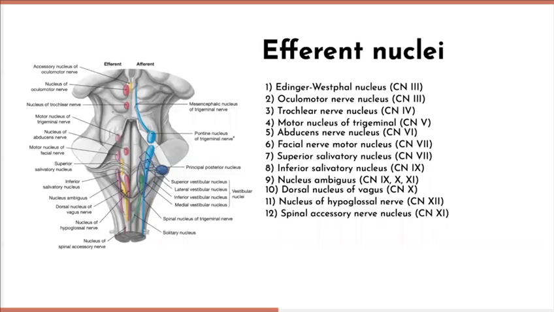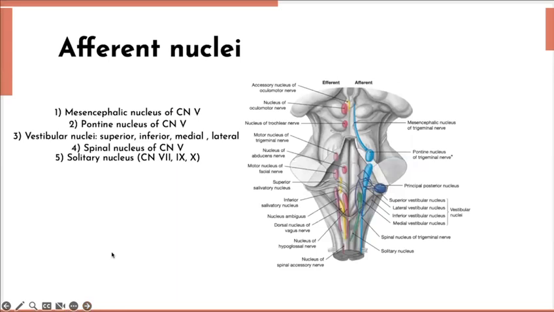So now we'll move on to the general somatic afferent nuclei. These mainly consist of the 3 sensory nuclei of the trigeminal nerve. These are the mesencephalic nucleus, the principal pontine nucleus, and the spinal nucleus. The mesencephalic nucleus is mainly responsible for the proprioception of the masticatory muscles. The principal pontine nucleus is responsible for the touch sensation from the face, and the spinal nucleus is responsible for detecting temperature, pressure, crude touch, and pain from the facial region.